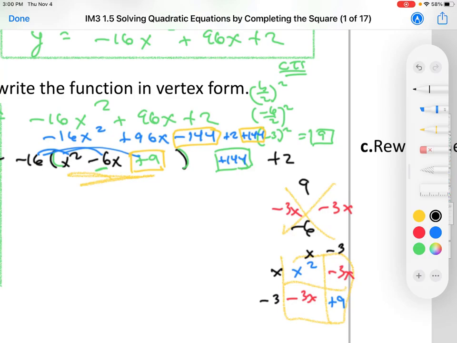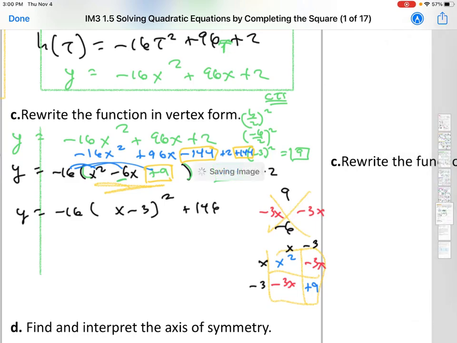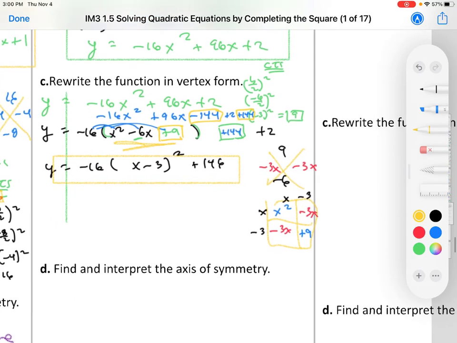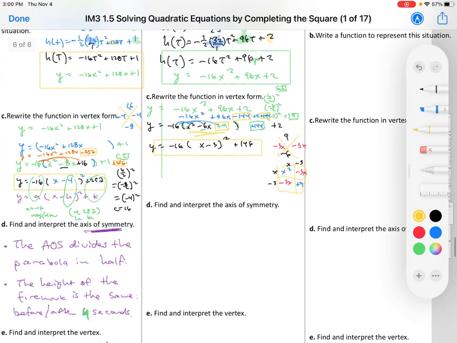See? Becomes negative 3, plus 146. Okay, so that is vertex form. Let's go ahead and box my answer. Oops, sorry, I'm throwing my pencil at you. Has a power of 2 there. Find and interpret the axis of symmetry. Basically, it's the same. You could just write same thing as you have over there.